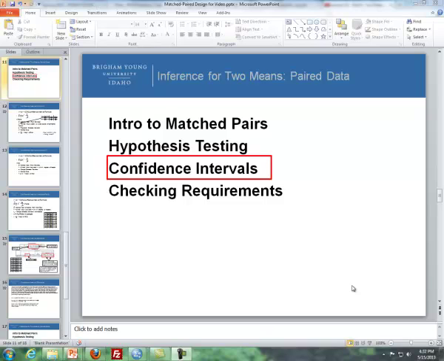Hello, this is Brother Cromer from the Math Department, and this is a continuation of the videos dealing with inference for two means, paired data. First I'll be talking about confidence intervals, and then I'll wrap it up with checking requirements.